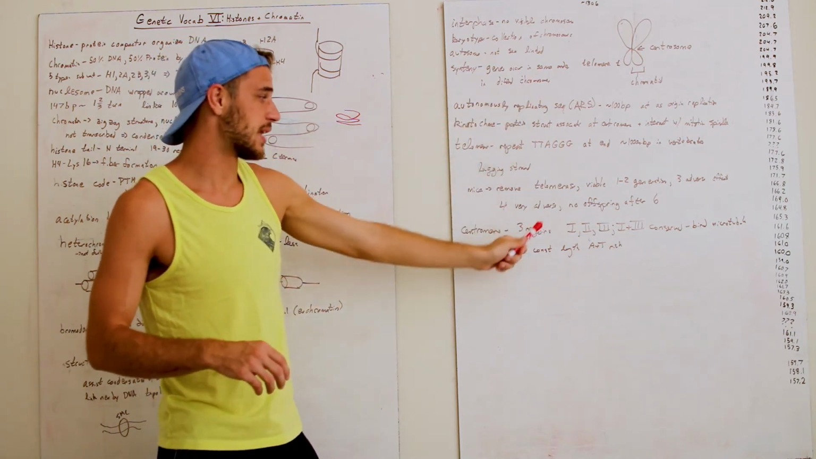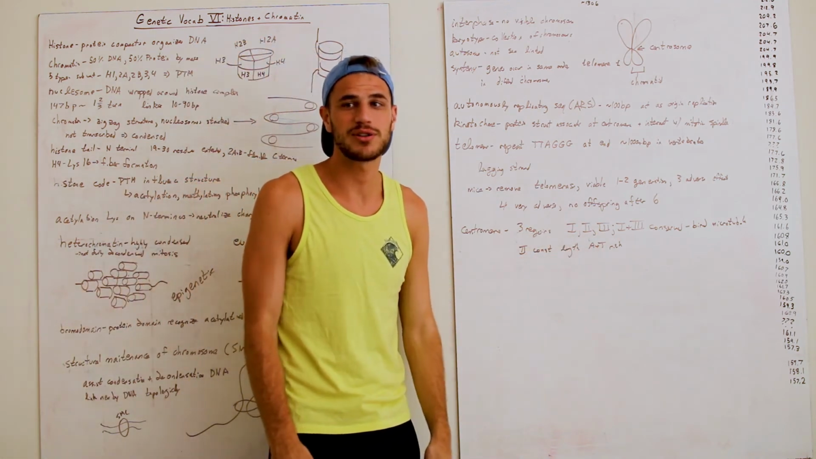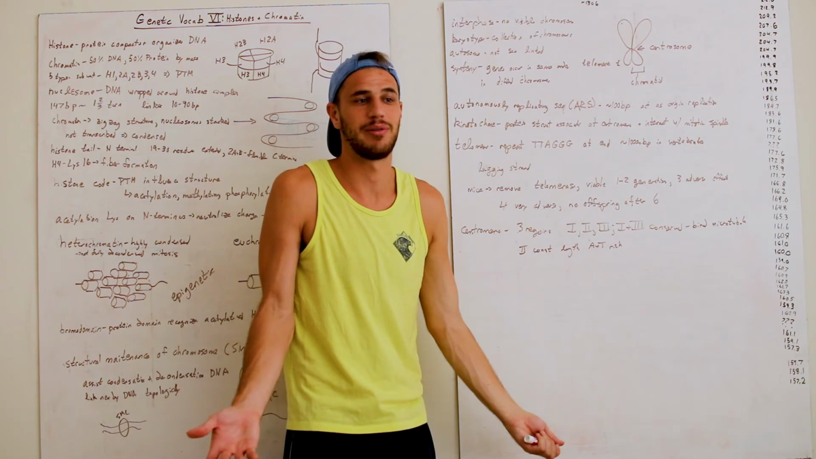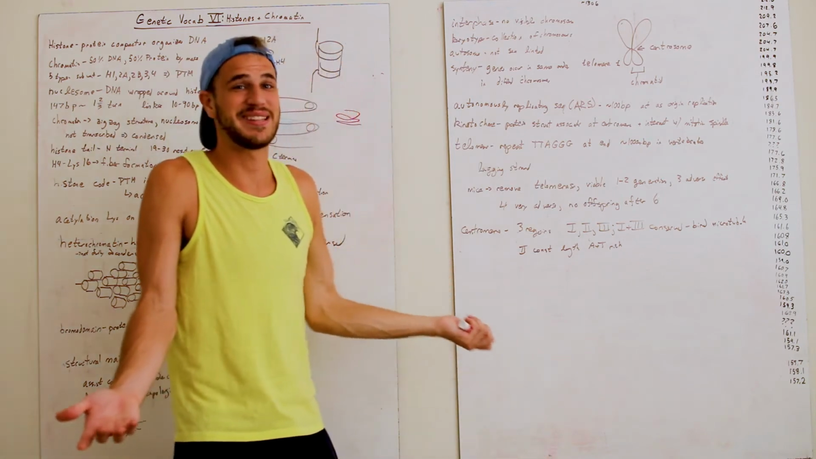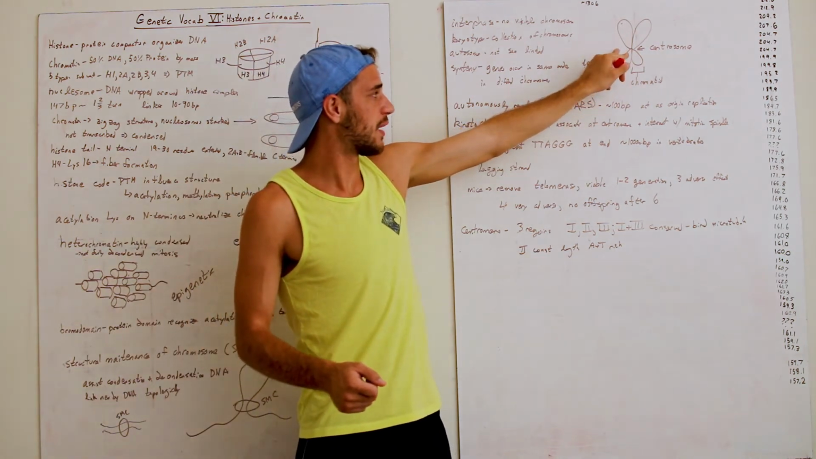So that center guy has 3 regions. It's got region 1, region 2, and region 3. Who would have thought region 1, region 2, and region 3 would have been the names for the 3 regions? It's that or A, B, and C. It's a coin flip. And so we have the centrosome.